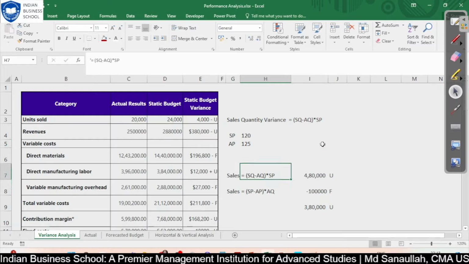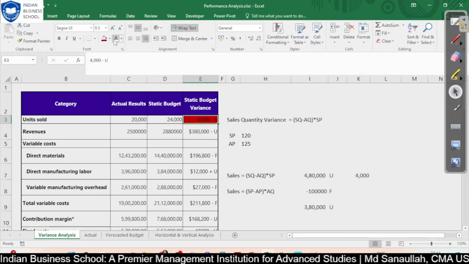Another point is quantity variance. For sales quantity variance, we will take actual quantity, give a bracket: actual quantity minus standard quantity, then apply the selling price. What is my selling price? This is 120. So your quantity variance is 4,000, unfavorable. We have planned to sell 24,000, but we have only sold 20,000. So our actual sold products are less than what we predicted, and that is why it is unfavorable.